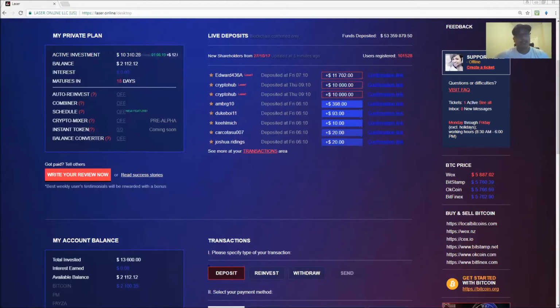Just because it says $10,310 and 28 cents doesn't mean that's how much money you have in this program. It's just stating the active investment, the number of contracts you have open, which equals $10,310 and 28 cents. There's a total investment portion of everything that you've invested in there.